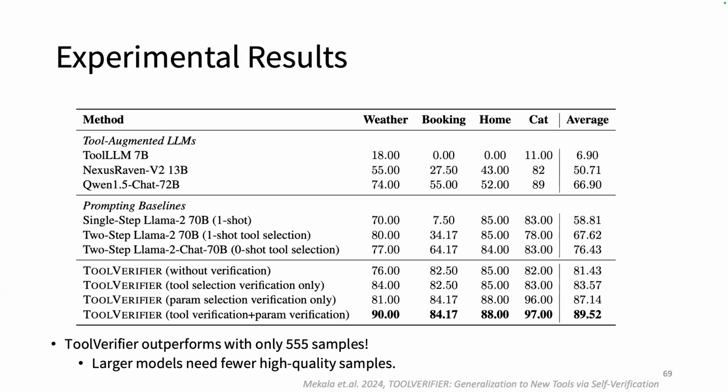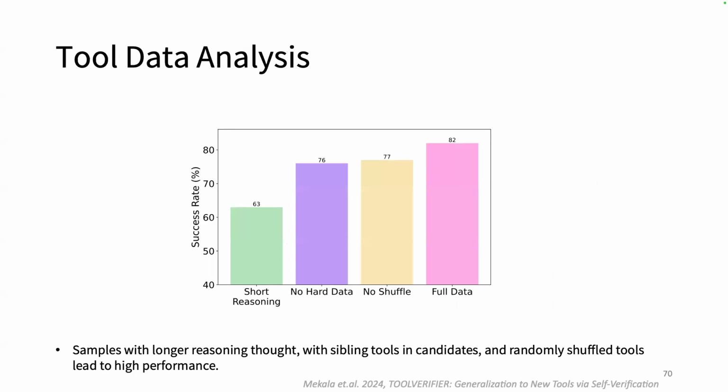So we noticed that the tool verifier, with or without verification, performs better than the tool augmented LLMs, the above ones. And we have to note that the tool verifier outperforms with only 555 samples. We made sure they are of super high quality. And so larger models need fewer high quality samples, because the underlying model here in the tool verifier is the 70 billion Llama one.